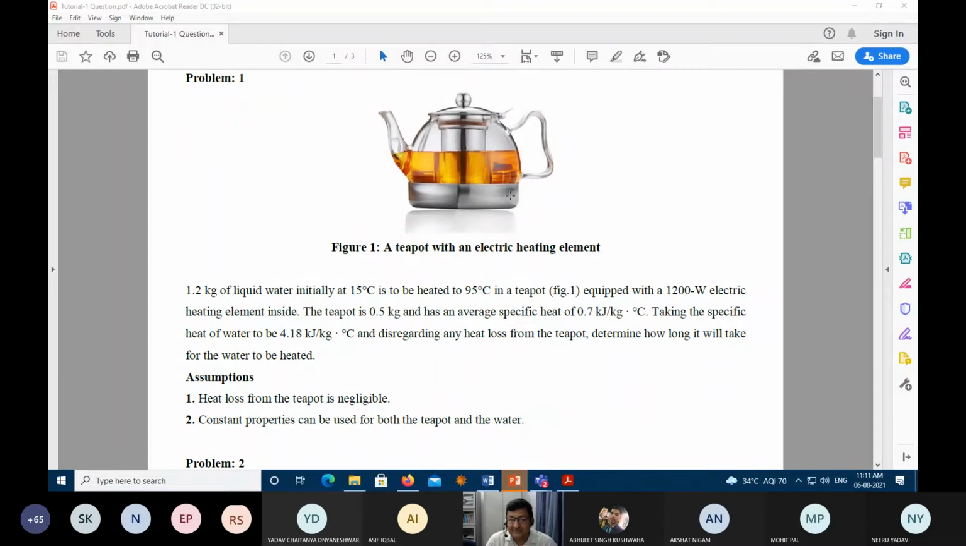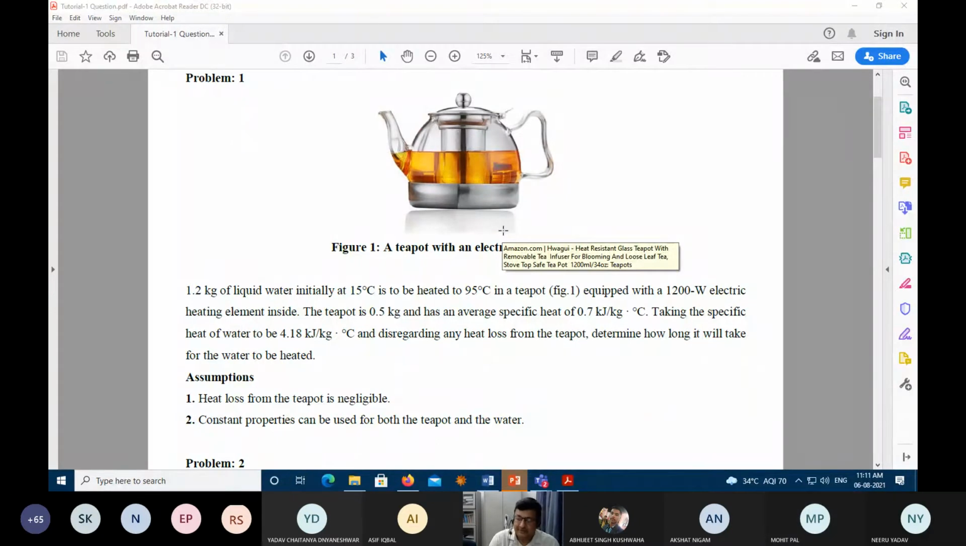And this problem is framed in that light: you have a teapot, you have tea, and you know the internal energy associated with that. So first I have to find the total budget of internal energy, and then I have a heater which is heating it up, and from there I have to obtain the time. Clear? Is it clear?